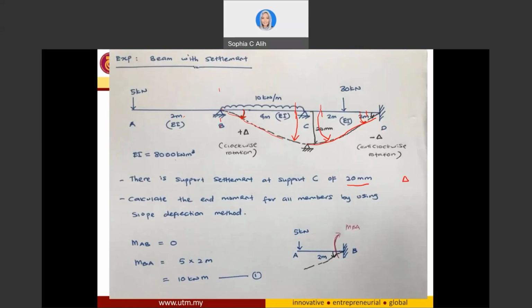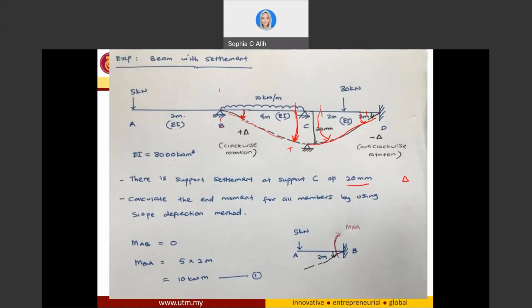So in other words, due to the settlement, I will have a positive delta because it is clockwise, and this is also clockwise direction, so it's going to be positive for my end moment CD CB.